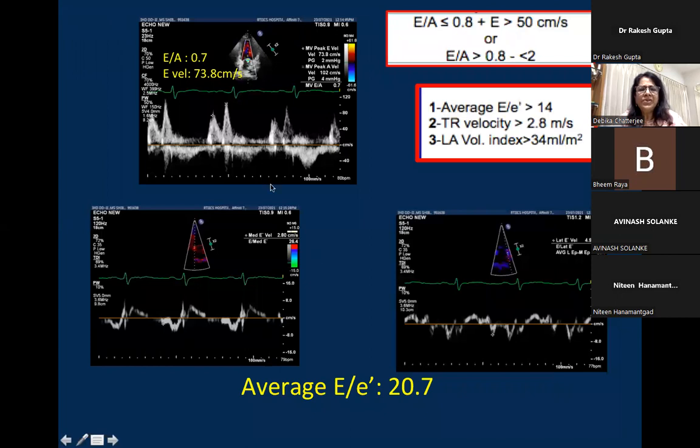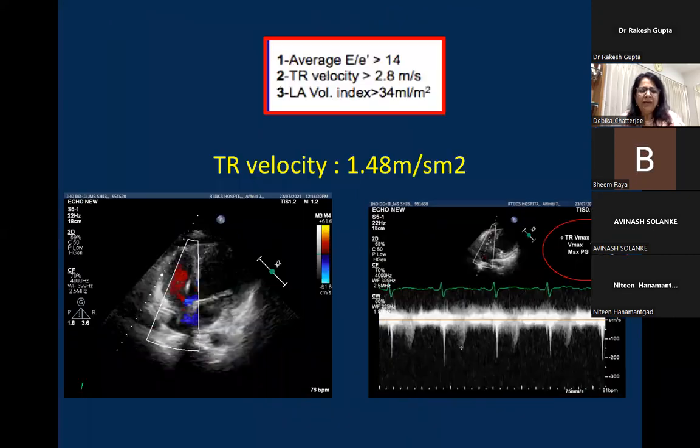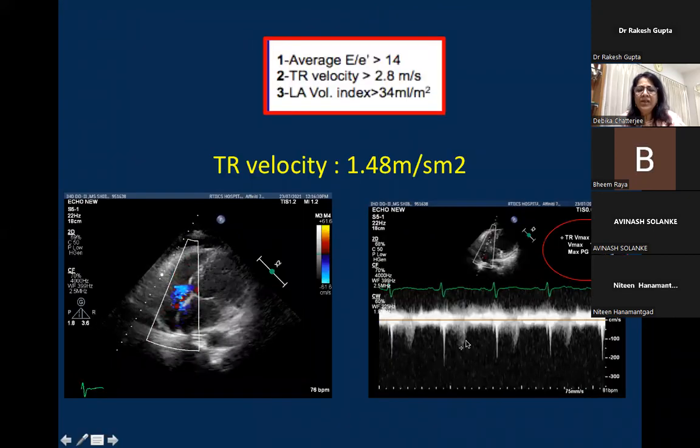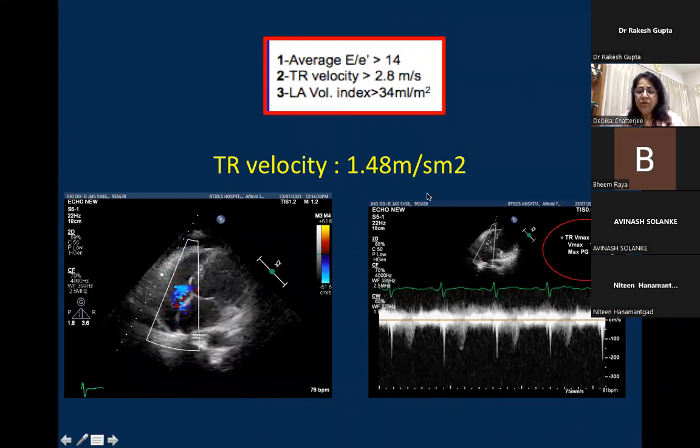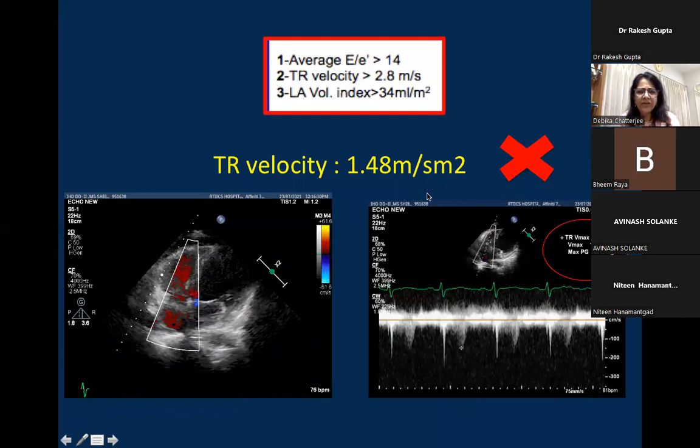See, this is a patient where E by A was 0.7, UF velocity 73.8 centimeter, and average E by E prime is 20.7. So we are getting 1 criteria, and then we go to the TR velocity. TR velocity is only 1.48 meter per second. So this criteria is absent.